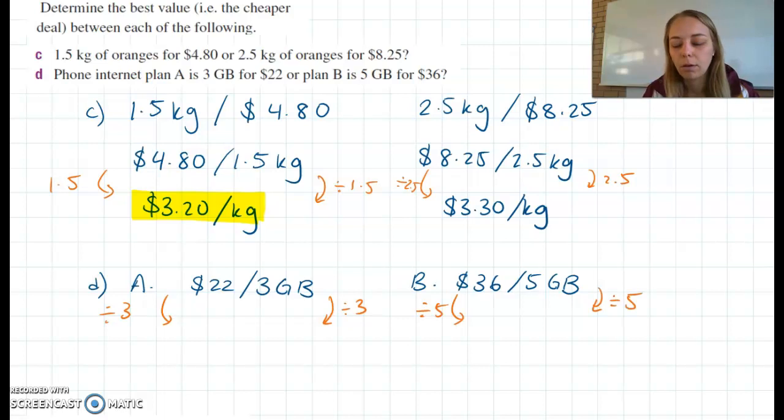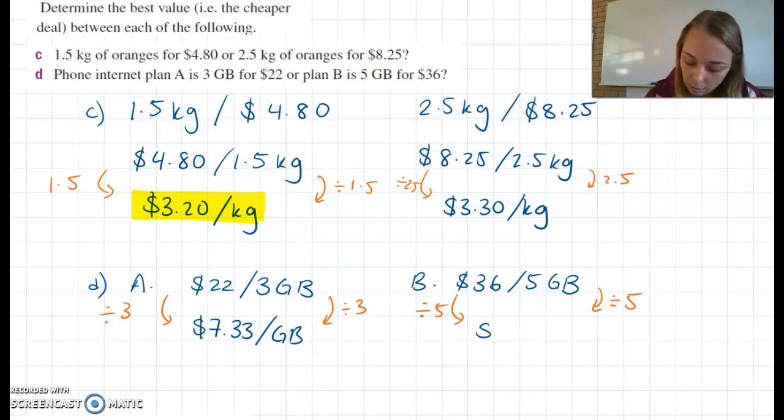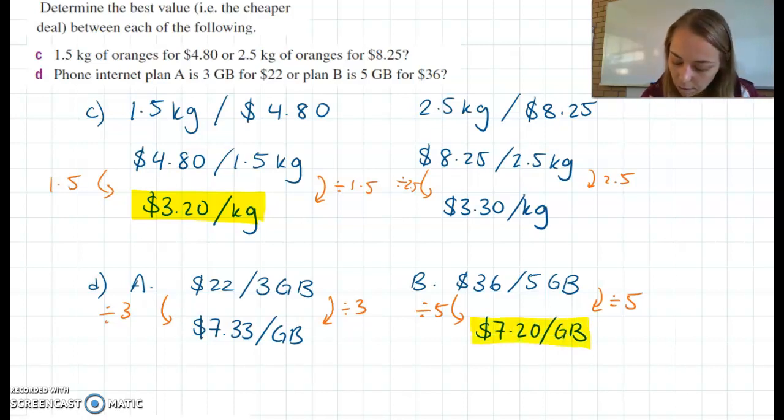If I divide the first one by 3, I am left with approximately $7.33 per gigabyte. And the second one, 36 divided by 5, is going to be $7.20 per gigabyte. Again, you want the cheaper of those two plans, and in this case, the cheaper one is going to be option B, $7.20 per gigabyte.